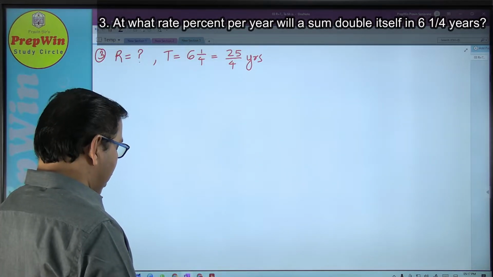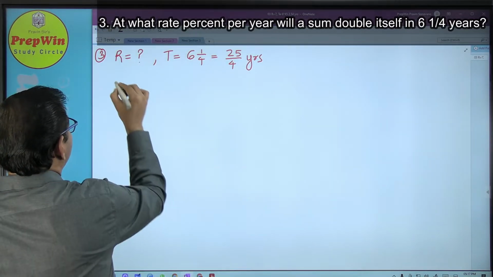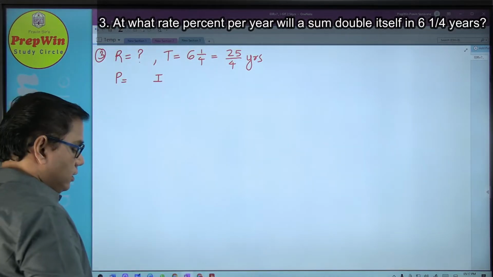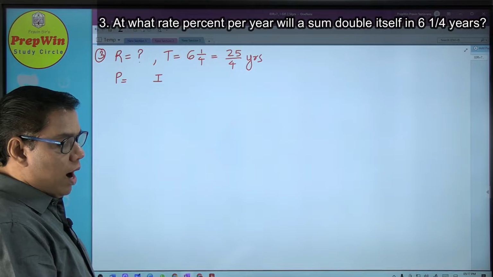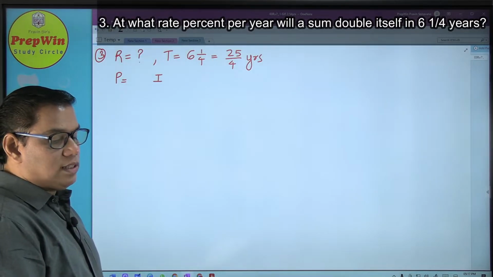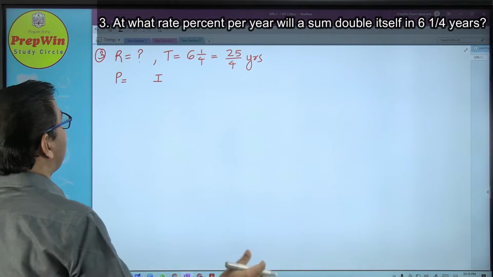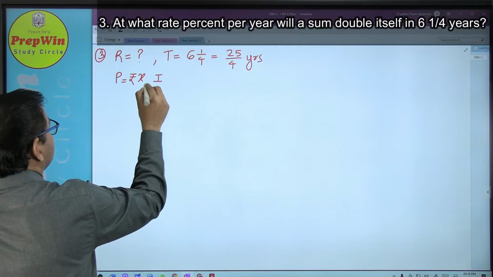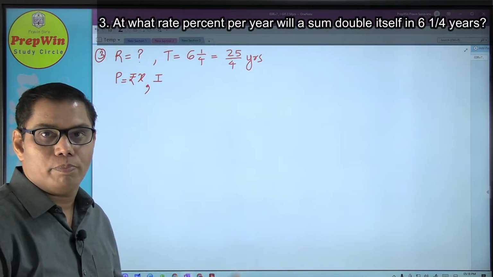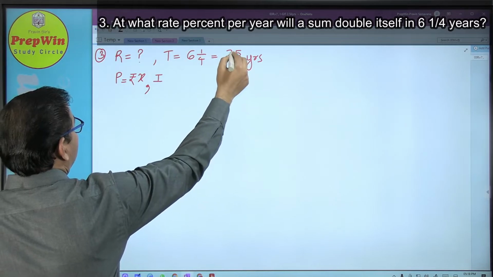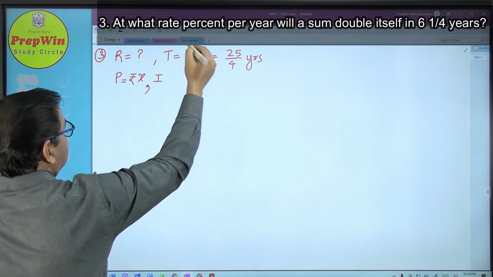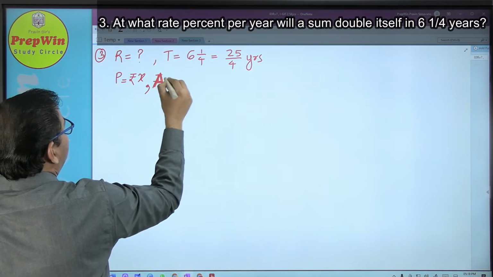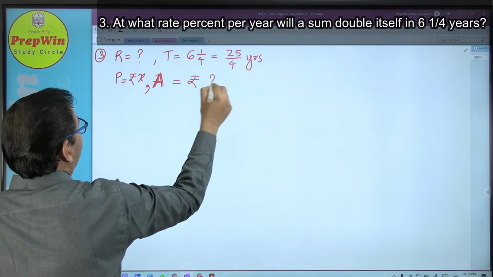And see, very interesting fact. What they are saying is, now tell me how much will be principal and how much will be interest. Now listen to this statement carefully. At what rate % per year will sum double itself? Means suppose if you deposit X rupees, your principal is X rupees. So after 6 1/4 year, that is 6 years and 3 months, your amount will be doubled. How much you are going to get? That is 2x.